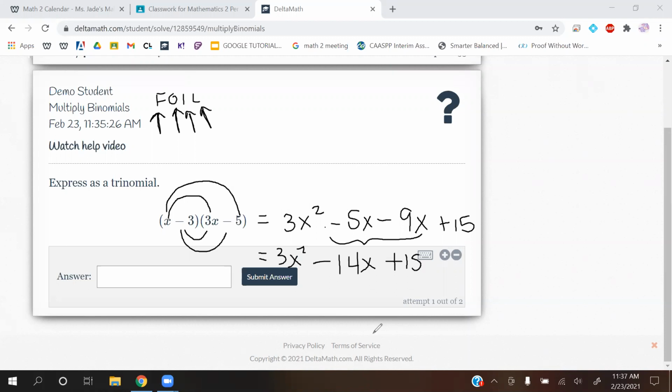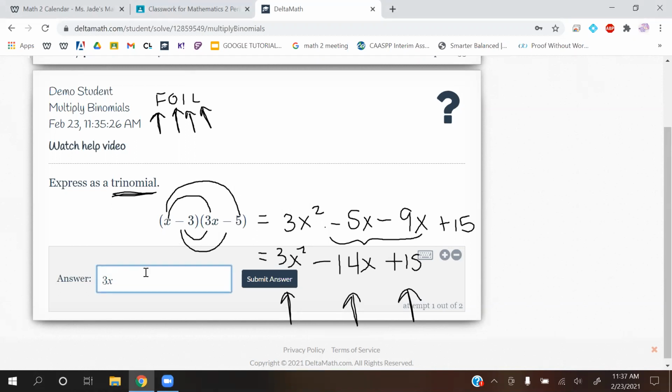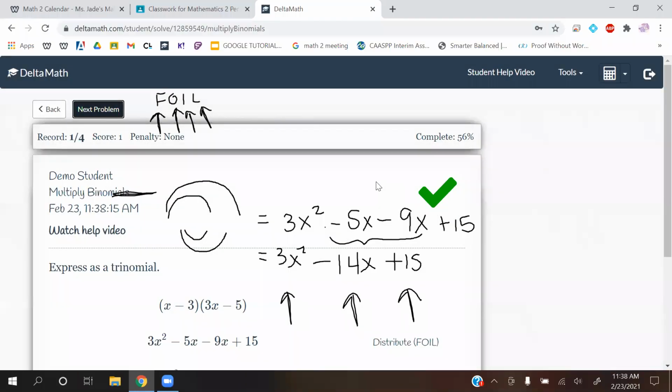So now we have expressed it as a 3-term thing. So it is a trinomial. So I'm going to go ahead and type in 3x squared minus 14x plus 15. So that is our trinomial. Any questions? Please let me know in the chat while I type this out. Okay, submit. And we're good to go.